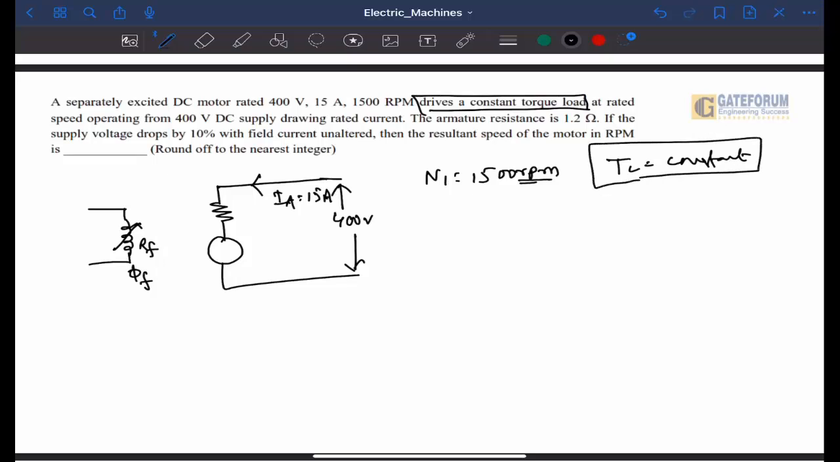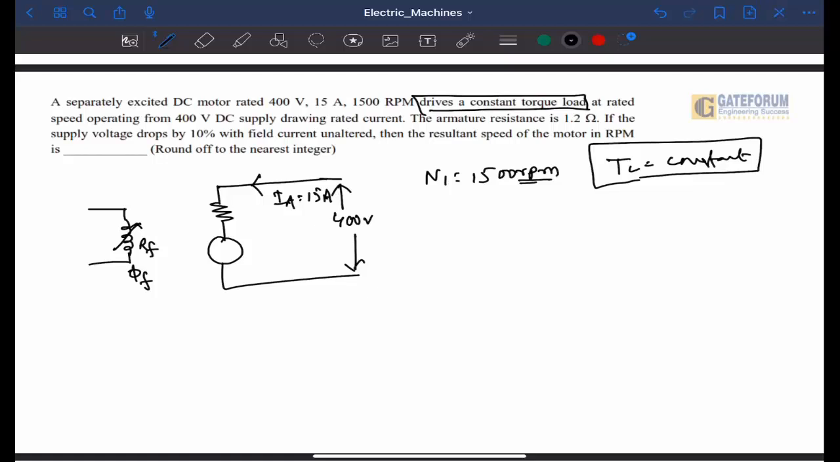So every word in electrical machines will have some significant impact on your solution. So always, when you are going to read a problem, keep in mind that you should not neglect any word, to get a correct answer at the end of the solution.